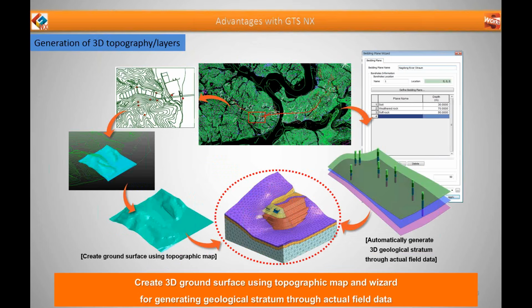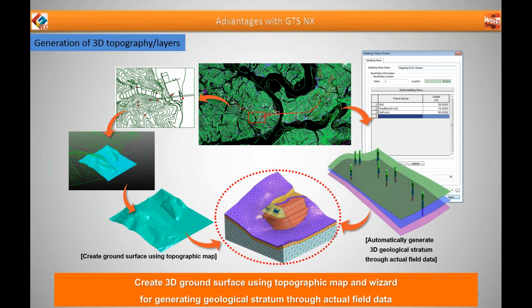Now the advantages of GTS NX. The most important advantage of GTS NX is that you can generate the actual ground surface on your model. We have an option called the TGM, that is the terrain geometry maker, where you can directly import the DXF file and consider the soil variation in your model. Also, let's suppose you have boring data for 3 or 4 bores nearby and you know the depth of each layer for that particular soil. You can create that DXF file, select that bore, and with the help of an option called bedding plane, you just input the depth of each layer.